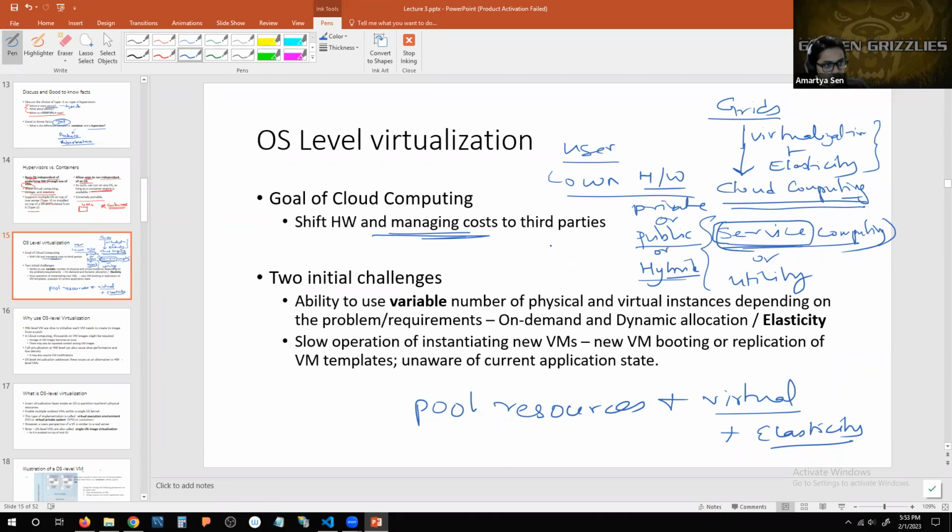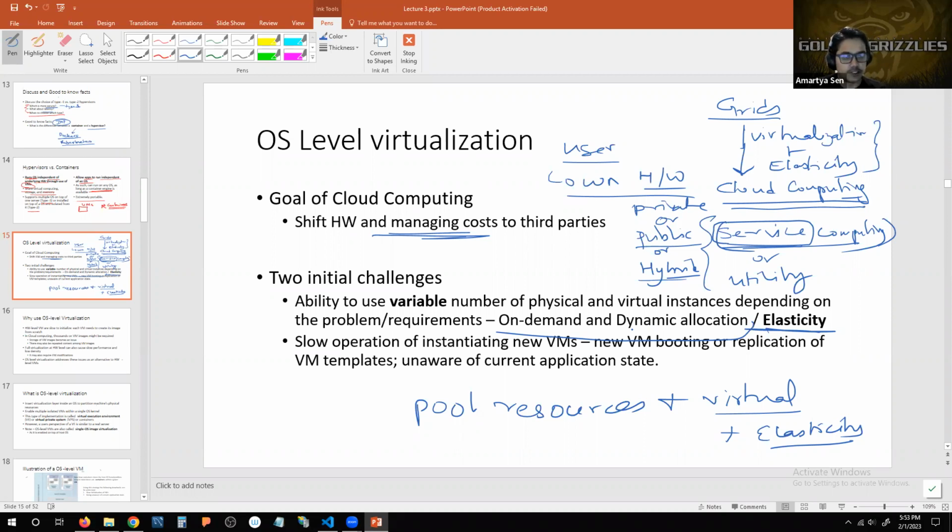And one of the two problems that people initially faced when they were trying to implement this cloud computing architecture was, how do you actually implement the concept of elasticity, right? Which also is known as on-demand dynamic allocation of resources. So we talked about the web server example probably a few classes back, right? We were talking about load balancing and stuff like that. If the demand goes up, how do you handle that rise in demand in a dynamic manner, right? So that was one of the initial challenges.